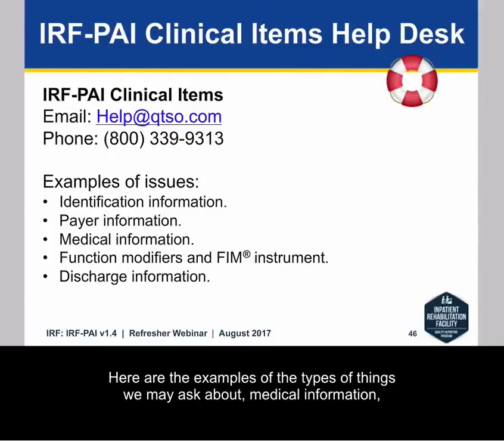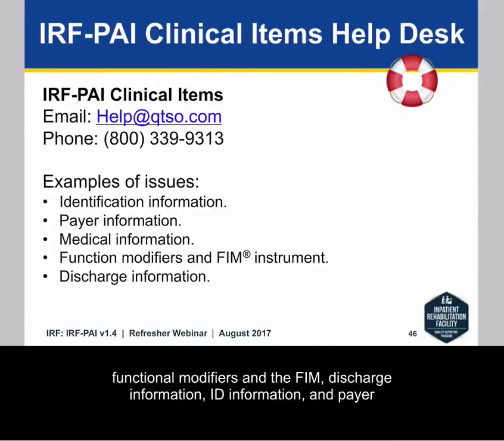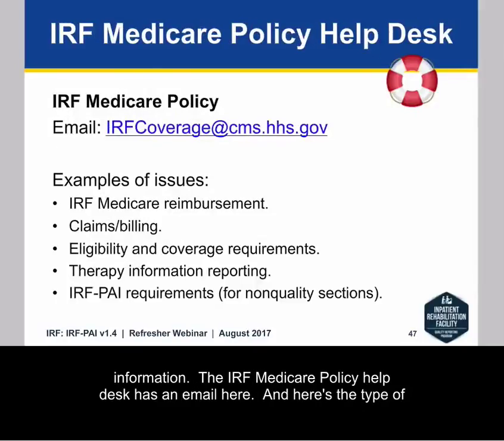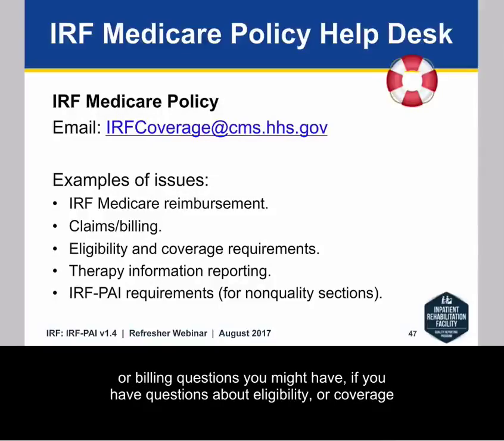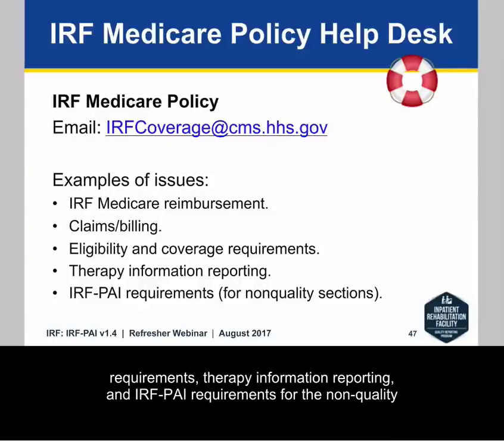Here are the examples of the types of things we may ask about: medical information, functional modifiers in the FIM, discharge information, ID information, and payer information. The IRF Medicare Policy Help Desk has an email here, and here's the type of questions that they tend to handle, and that's the IRF Medicare reimbursement, any claims or billing questions you might have. If you have questions about eligibility or coverage requirements, therapy information reporting, and IRF-PAI requirements for the non-quality sections.